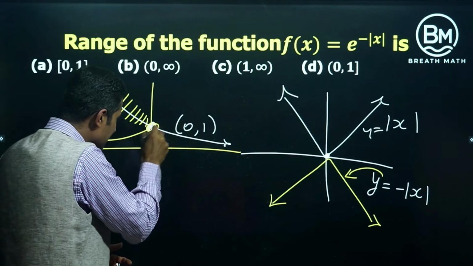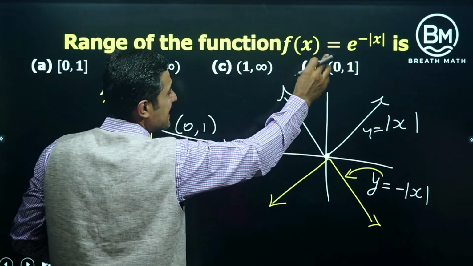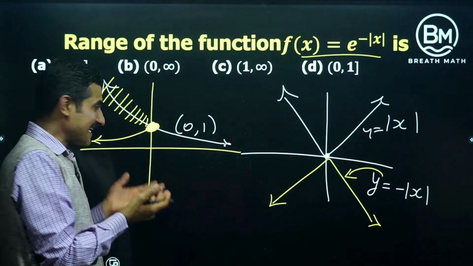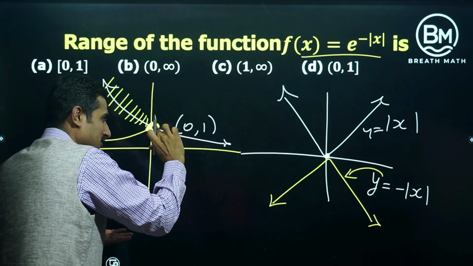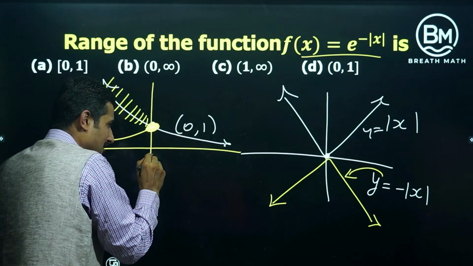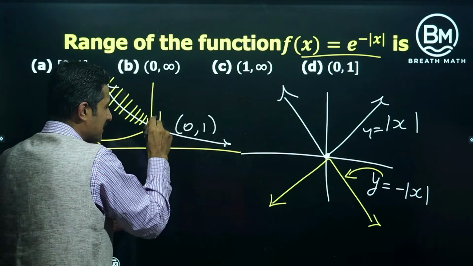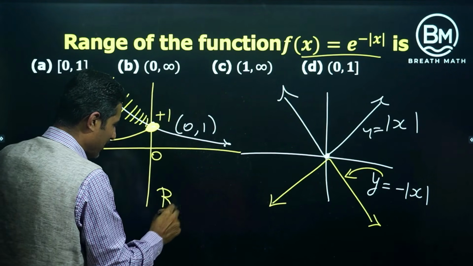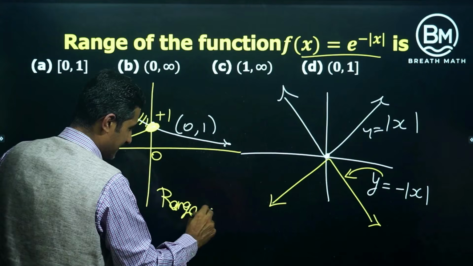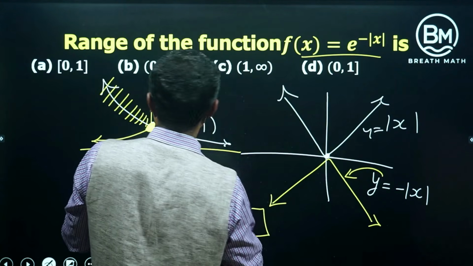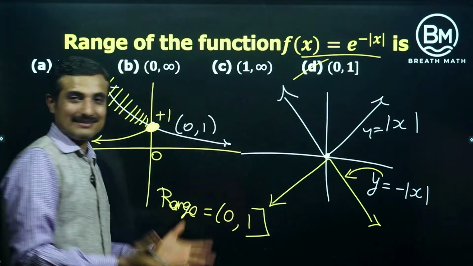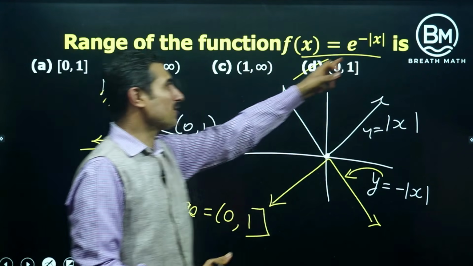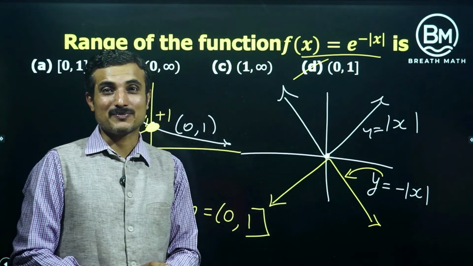So if this is the graph of y equal to e power minus mod x, then easily you can say the range of the function is this. Starting from 0, it goes up to +1, y value. So the range of the function is 0 to 1. Option D is the correct answer. This will give you the range of e power minus absolute value function.